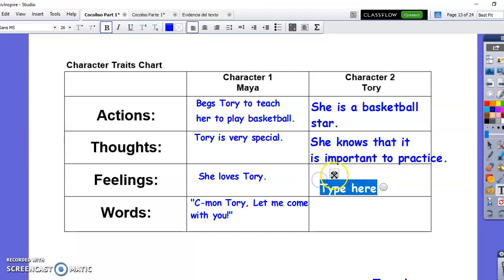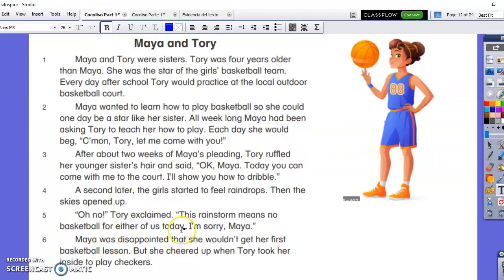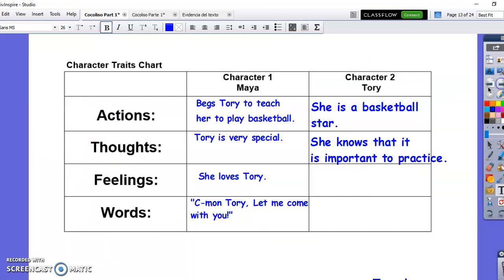Feelings, I think that since we know that she knows her sister wants to come with her really badly to practice. And then also I see at this part of the story when it starts to rain and the girls can't practice, she says, "Oh no, I'm sorry we won't be able to play." Here she's apologizing to her little sister. So that tells me too she cares about her sister. She loves her sister. She loves Maya.